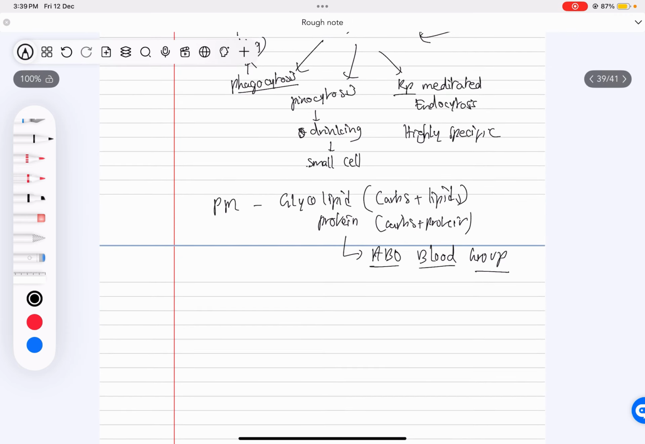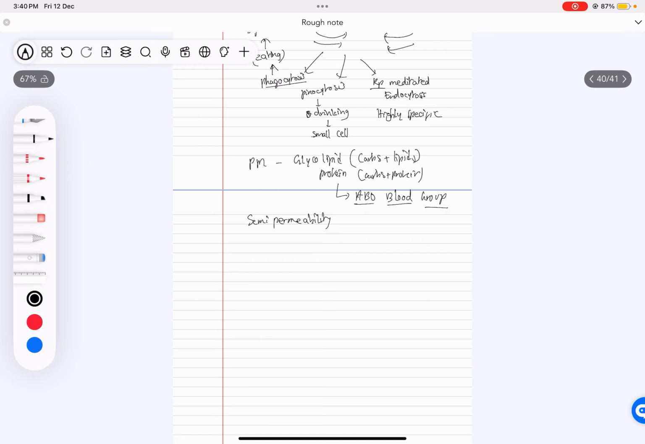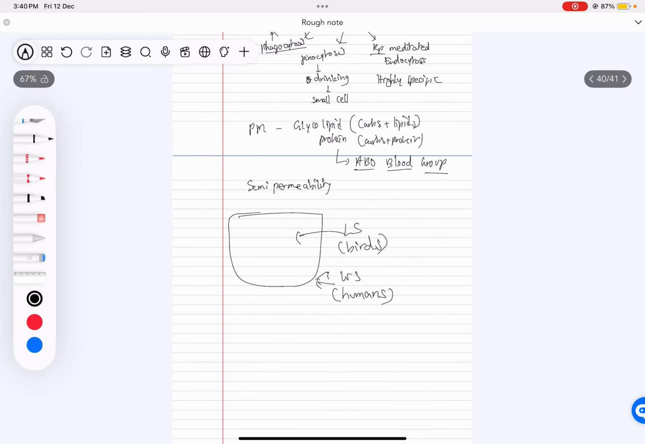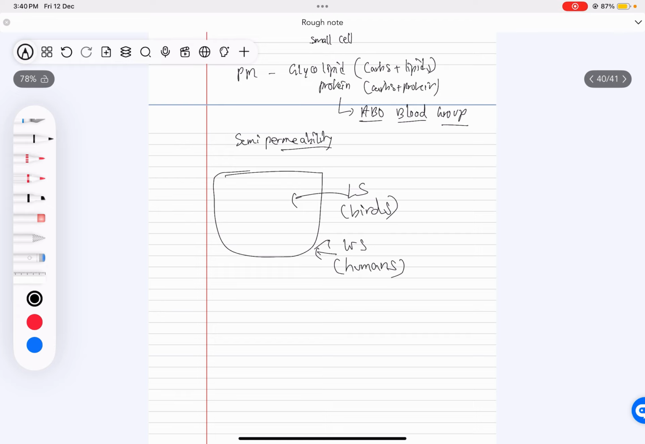The most important point is semi-permeability. If we think of the plasma membrane as a fence, lipid soluble substances are like birds. No matter how strong or large your fence is, the birds can just fly over it. They can easily cross it. But water soluble substances are like humans. You need to go through the proper channels. It can't easily go in. Semi-permeability means it will allow some things in and some things it doesn't allow.